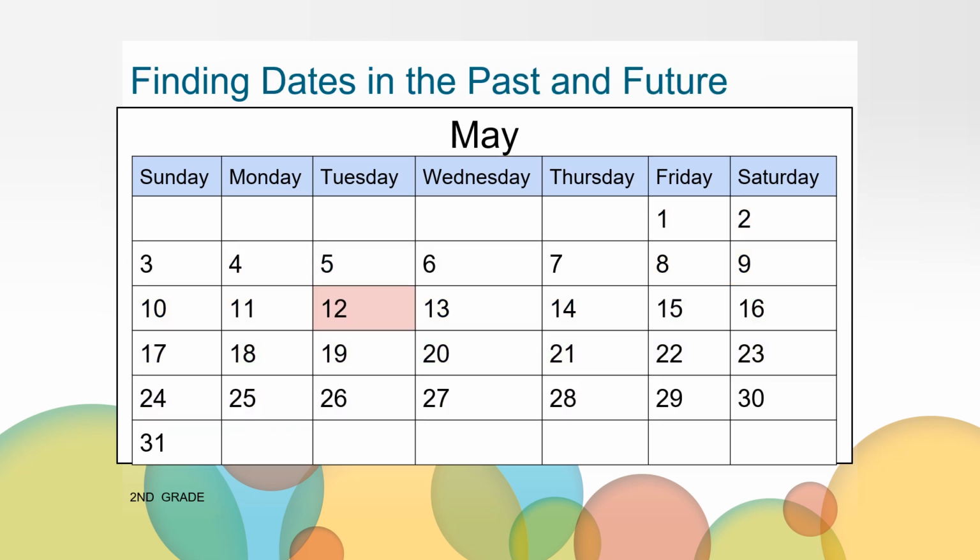Let's do some more practice with weeks. If today is May 12th, what was the date 1 week ago? Ago means in the past. What was the date 1 week in the past?